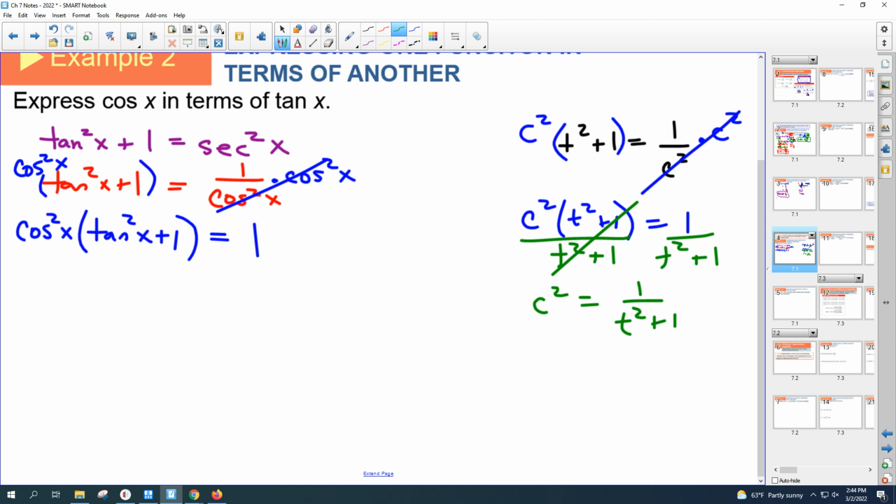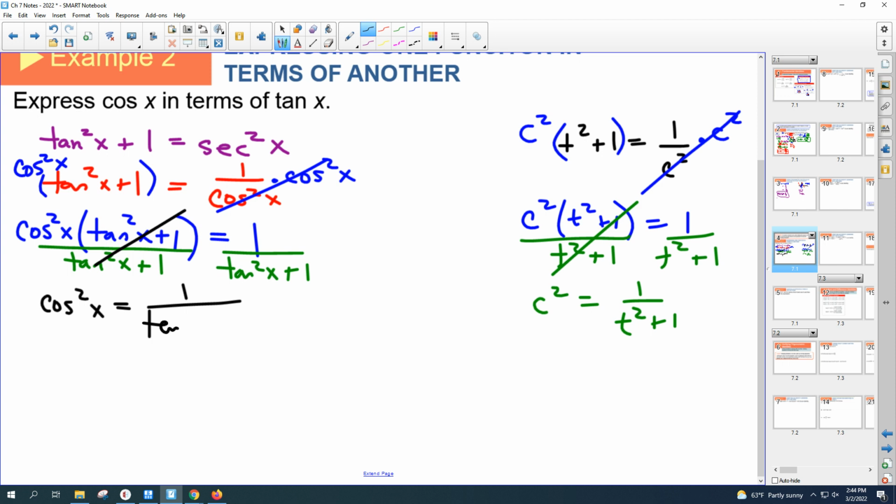That's my algebra. So I'm going to divide by this expression, tangent squared x plus 1, so that all that cancels out. I've got cosine squared x equals 1 over tangent squared x plus 1. And I'm not done yet because I don't have c by itself. I haven't isolated. So if you're confused, look at the algebra. What's my last thing I'm going to have to do to isolate c? I'm going to have to square root both sides, right? I'm going to square root plus or minus both sides.